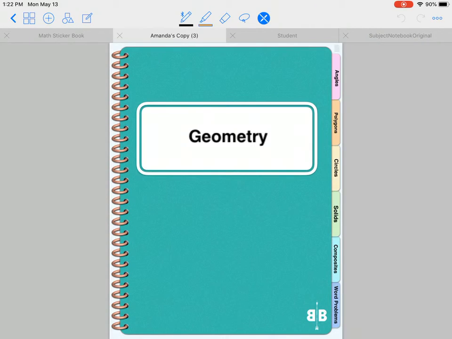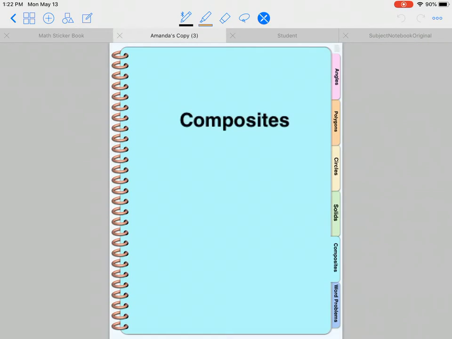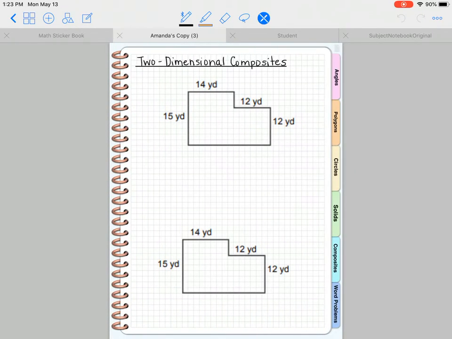We are ready to start composites. So in the geometry text, if you go to your 5th tab, we're almost finished with this course, we will look at some composite shapes. And before we get started, I just want to tell you what the word composite means in this context. We're looking at shapes that are made of two or more shapes.